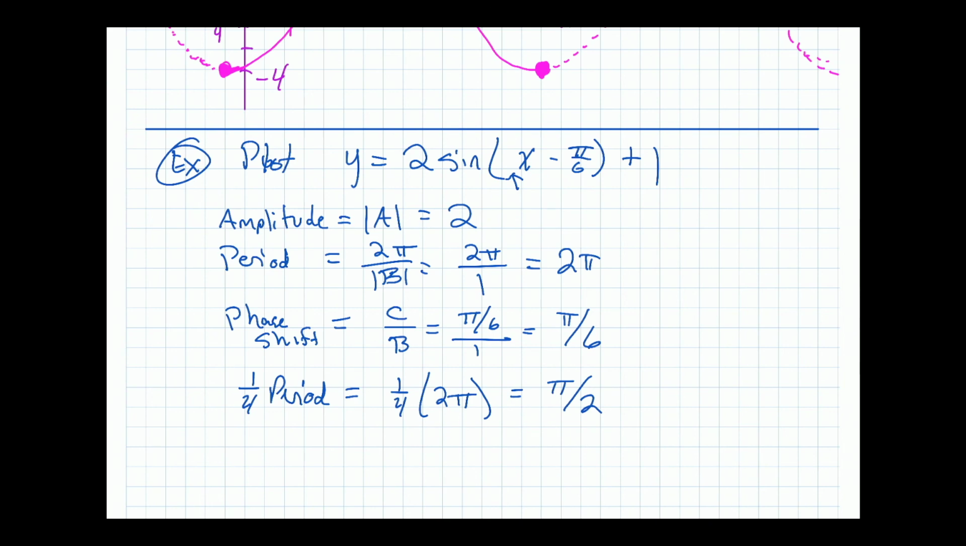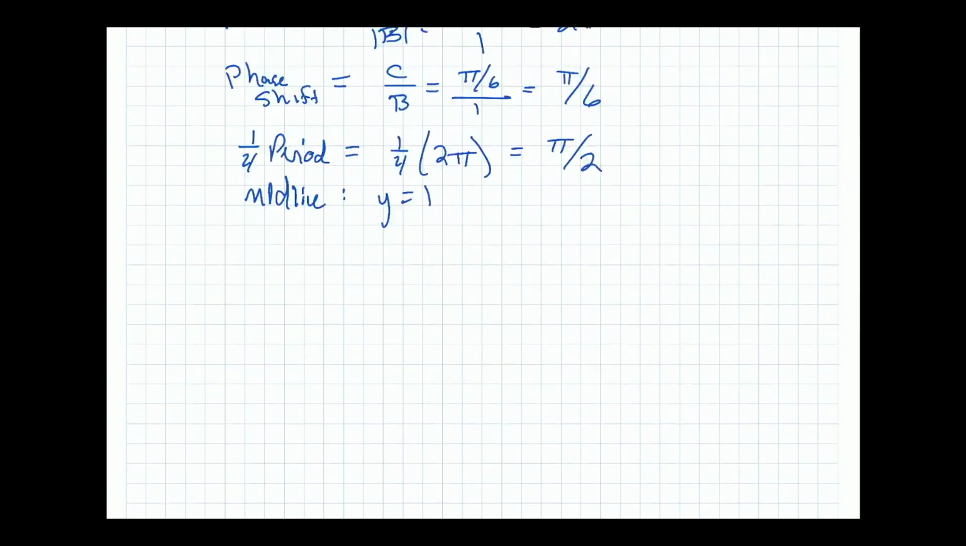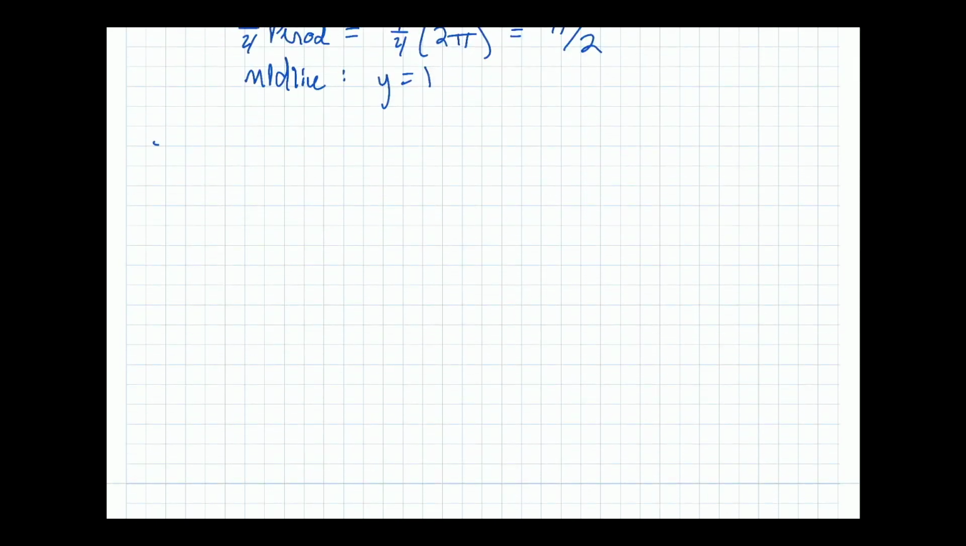All right. Oh, we need the midline. Y equals D, which is y equals 1. Okay, so we're good. So there we go. So we did all that same stuff again. But again, what I'm going to suggest is that we're just going to use a table of values. So x and y, and this is going to be for a sine.